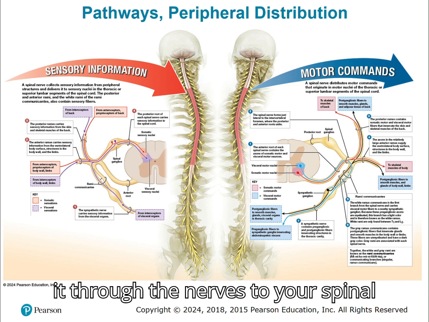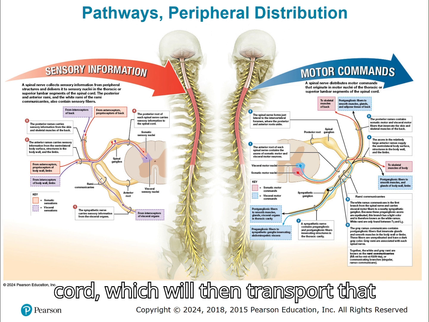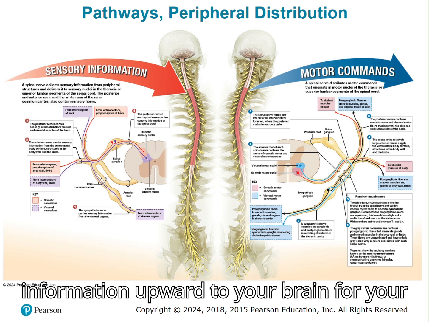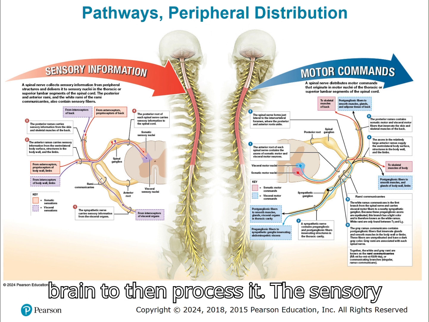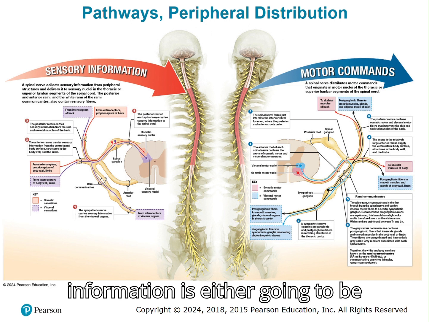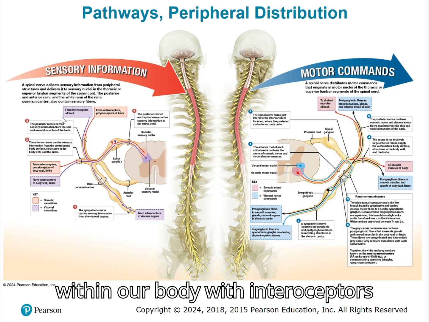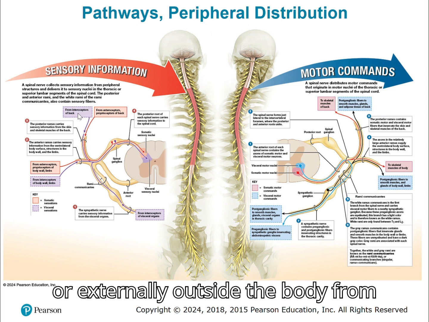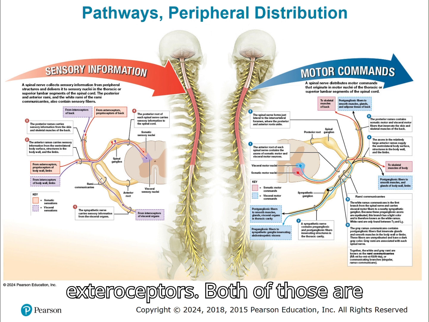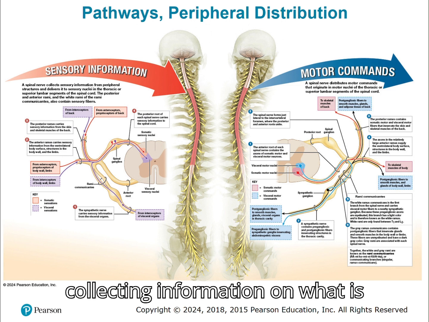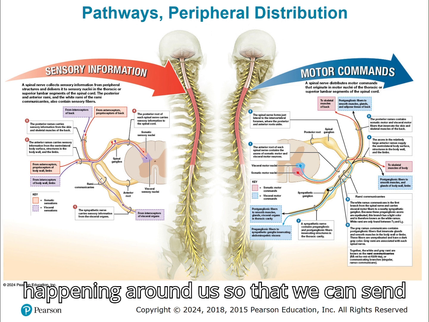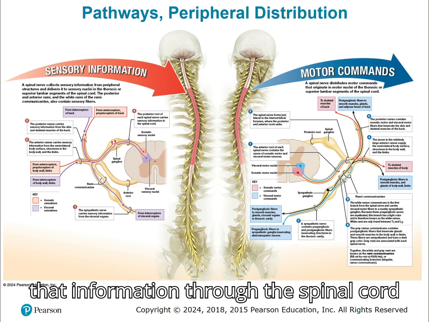So they're going to send it through the nerves to your spinal cord, which will then transport that information upward to your brain for your brain to then process it. The sensory information is either going to be collecting information from internally within our body with interoceptors or externally outside the body from exteroceptors. Both of those are collecting information on what is happening around us so that we can send that information through the spinal cord and brain.